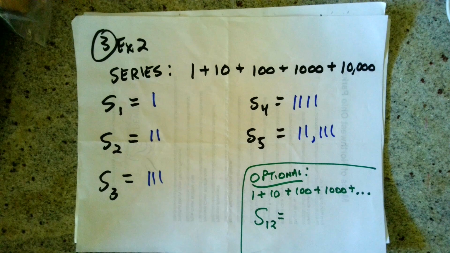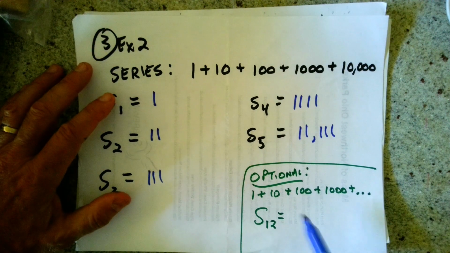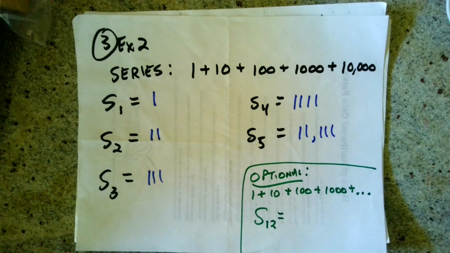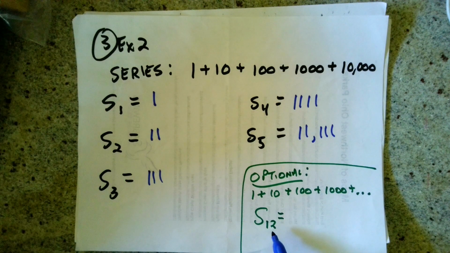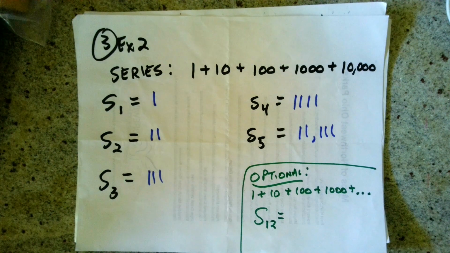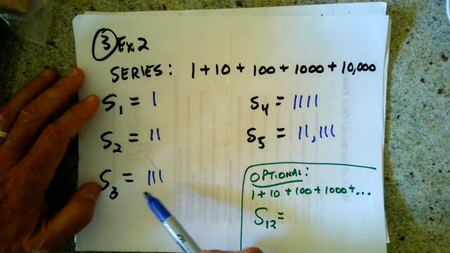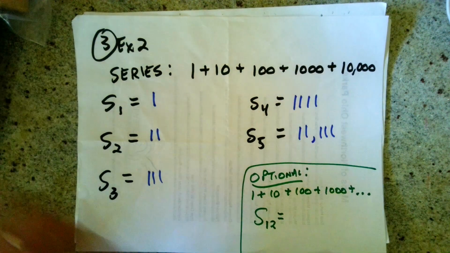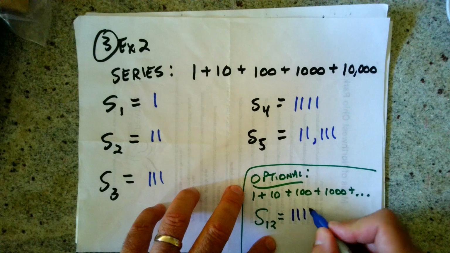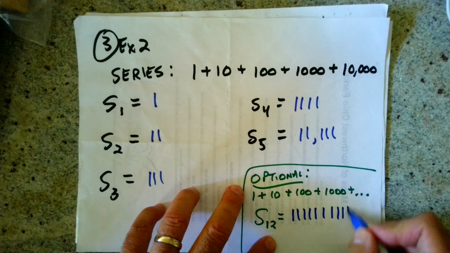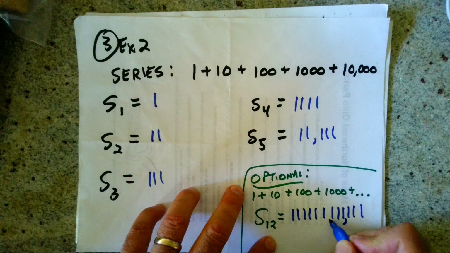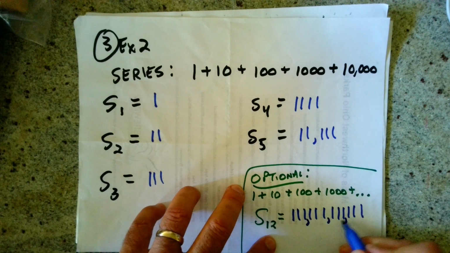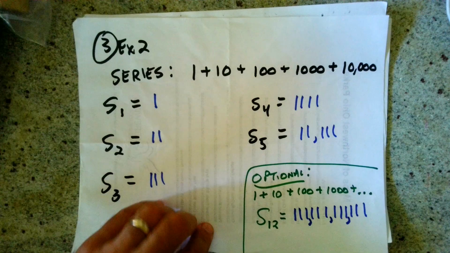Okay. So now you can see the advantage we can take of there being a pattern with this optional question. What if this series goes on as many terms as we need? That's what the plus ... means. It means we can write as many terms as we need, and someone asks you for S12. You don't have to actually write out the first 12 terms and get a calculator and add them all up, because you can see the pattern. S3 had 3 ones, S4 had 4 ones, so S12 has 12 ones. 1, 2, 3, 4, 5, 6, 7, 8, 9, 10, 11, 12, and then we could put commas to separate them. So millions, 111 billion, and so forth.